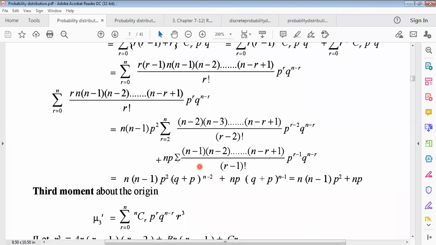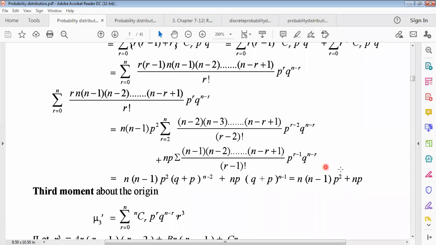So this series is also a binomial series starting from r equals 1 to n, and the other is a binomial series starting from r equals 2 to n. So this series can be written as q plus p whole to the power n minus 2, and this series as q plus p whole to the power n minus 1. But p plus q equals 1, from total probability, probability of success plus probability of failure. So 1 to the power n minus 1 and 1 to the power n minus 2 both give 1, and we get only this.